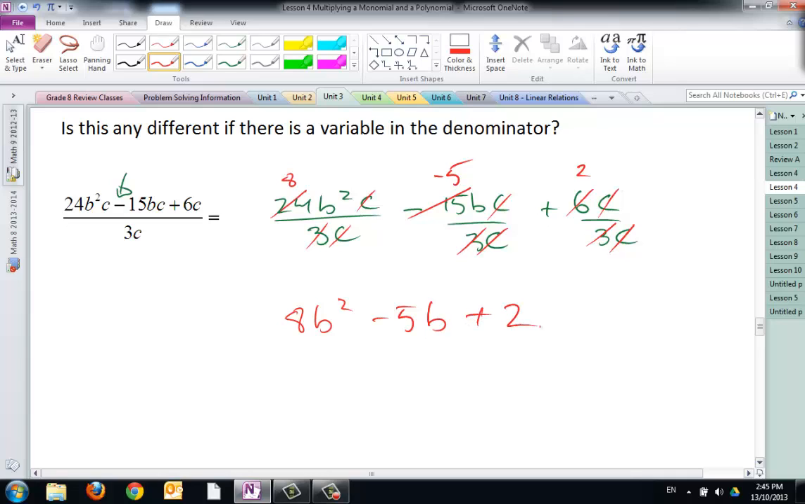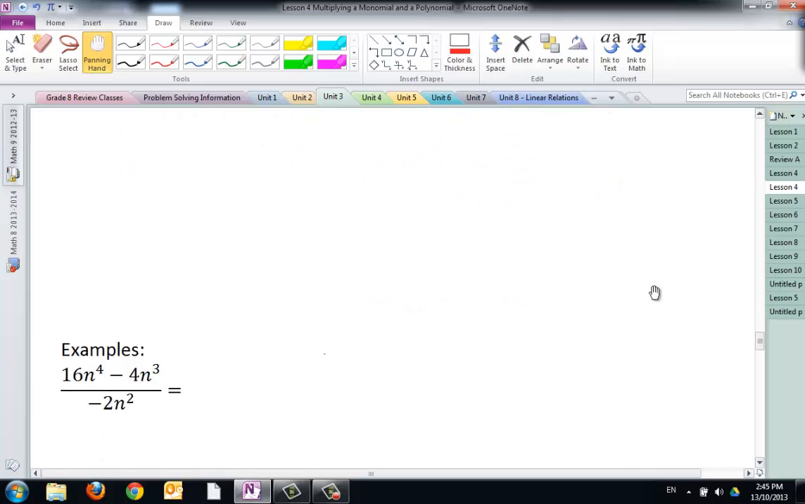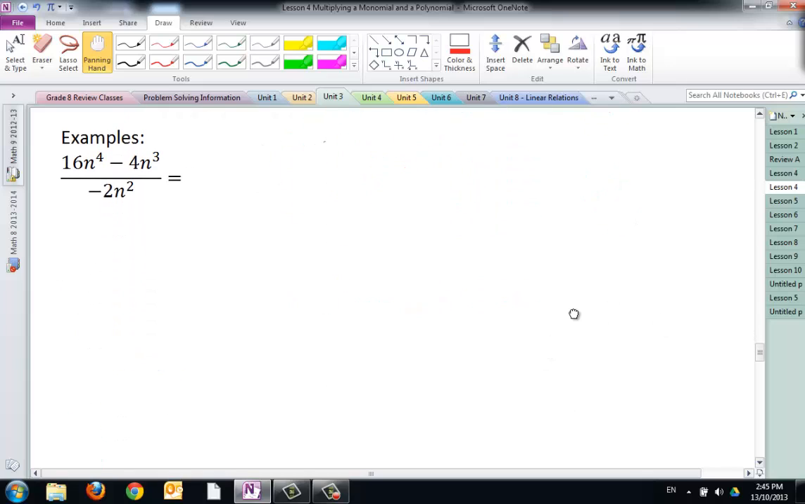All right, now let's look at a couple more examples. This one's a little bit tricky because now my denominator has a negative sign in there, so this is negative 2n squared.